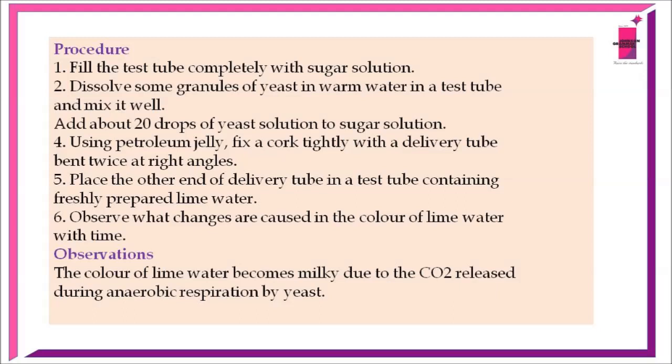Procedure. Fill the test tube completely with sugar solution. Dissolve some granules of yeast in warm water in a test tube and mix it well. Add about 20 drops of yeast solution or yeast powder into the glucose solution. Using petroleum jelly, fix a cork tightly with the delivery tube bent twice at a right angle. Place the other end of the delivery tube into the test tube containing freshly prepared lime water.